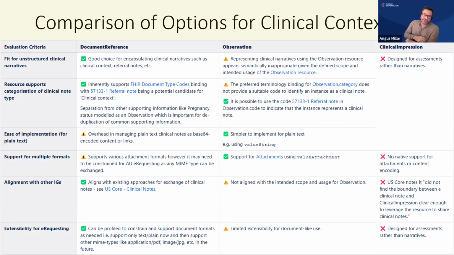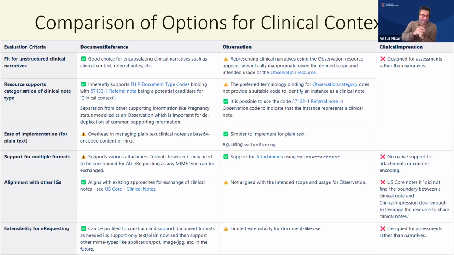So we've had this pros and cons comparison of those three resources: document reference, observation, clinical impression. As you can see on the right, clinical impression is hitting a lot of the red crosses where it doesn't really suit, but I feel a lot of the tussle is between document reference and observation.